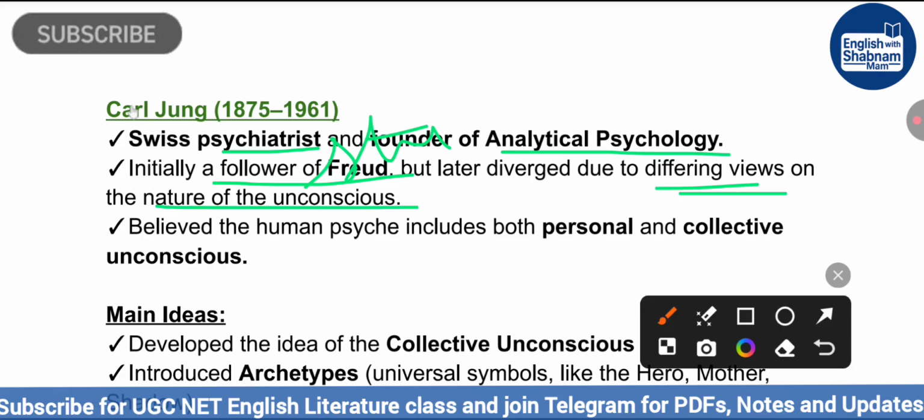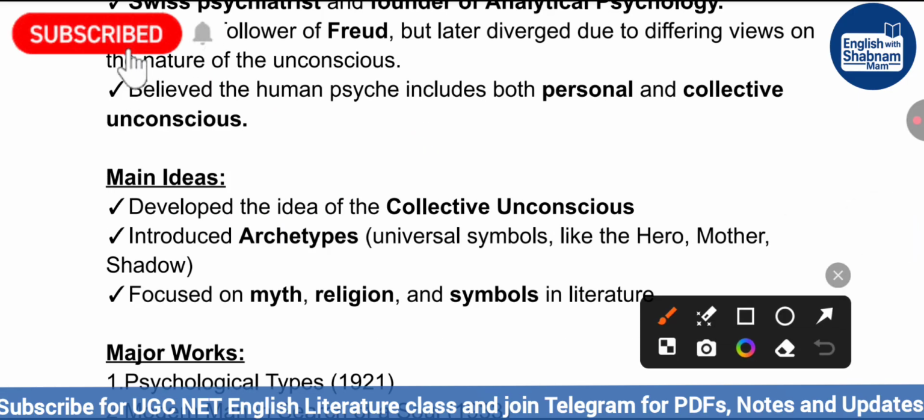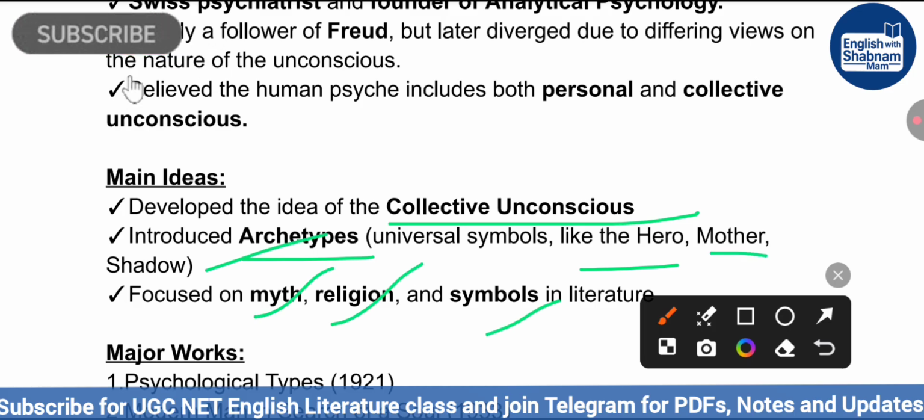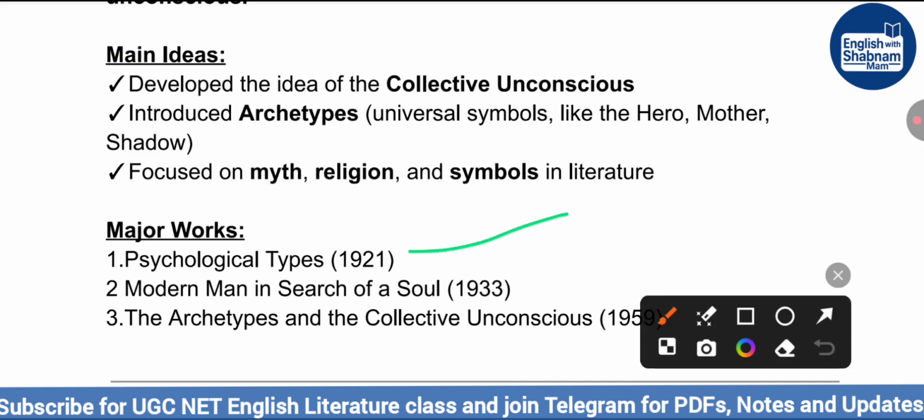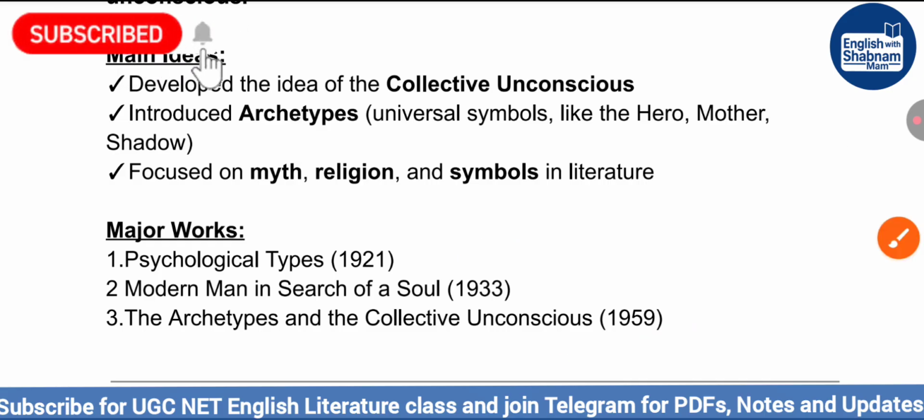He shared different views on the nature of the unconscious. He believed that the human psyche includes both the personal and the collective unconscious, and the main idea he developed was the collective unconscious. He introduced archetypes, including universal symbols like the hero, the mother, and the shadow. He focused on myth, religion, and symbols in literature. Major works you can remember by him: Psychological Types, 1921, Modern Man in Search of a Soul, 1933, and The Archetypes and the Collective Unconscious, 1959.